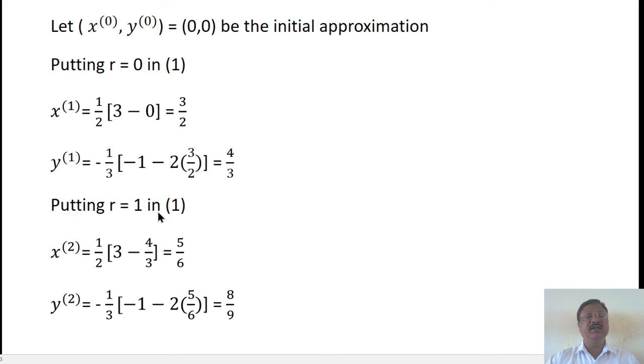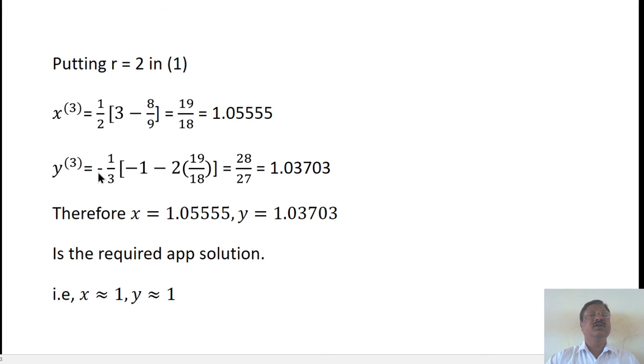Now, putting r = 1 in equation 1, x^2 = 1/2 (3 - 4/3), which is 5/6. After simplification, y^2 = -1/3 (-1 - 2 times 5/6), which after simplification is 8/9. So, r = 2 if you put in 1.